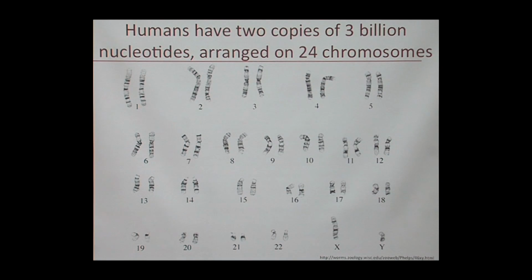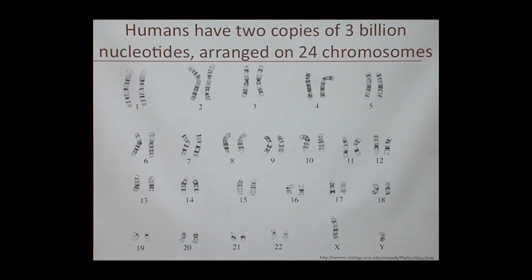I said that you have 3 billion from your mother, 3 billion from your father, and that's why there's 2 of each chromosome. So here's 2 copies of chromosome 1. This one might be from the mother, that one might be from the father. In this way of looking at it, I have no way of telling. They look basically identical. The one thing I can be absolutely sure of is that came from the father.